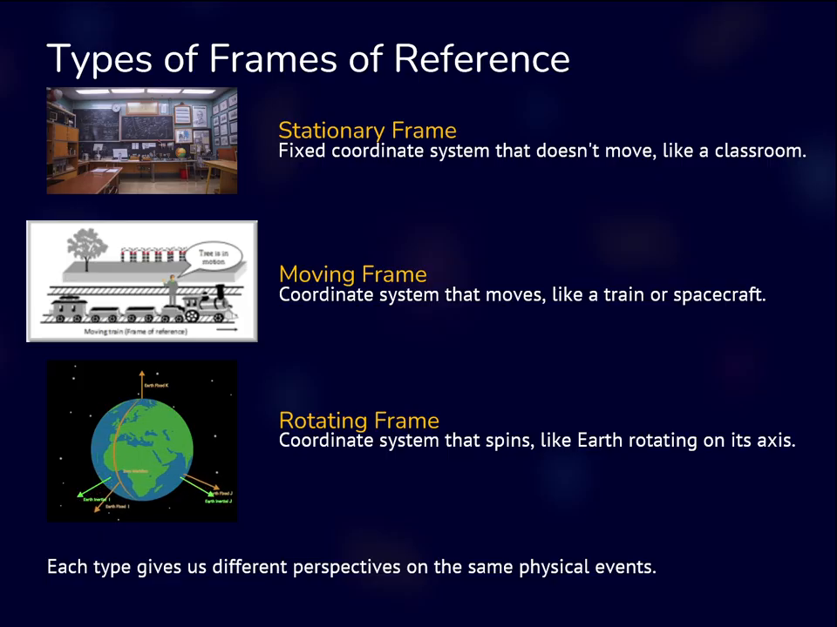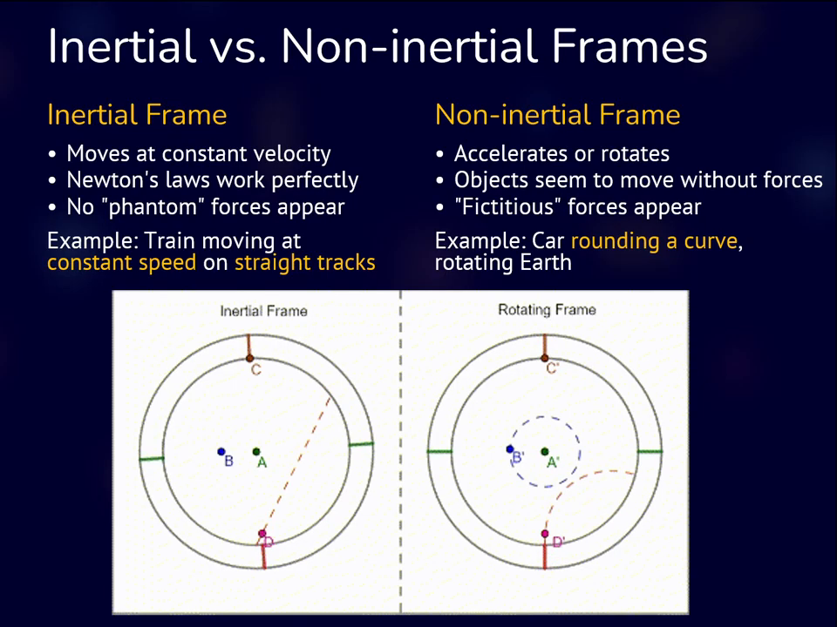And thirdly, a rotating frame is a frame that spins. Earth is a great example of this. Even though it feels like we're standing still, Earth is rotating on its axis and orbiting the sun at incredible speeds. Each of these frames offers different insights. For example, observing a spinning object from a rotating frame will look different than observing it from a stationary one. And in some cases, choosing one frame above another can turn a hard problem into an easy one.